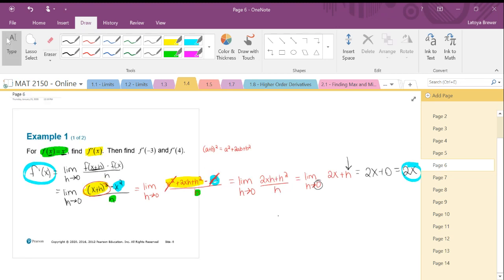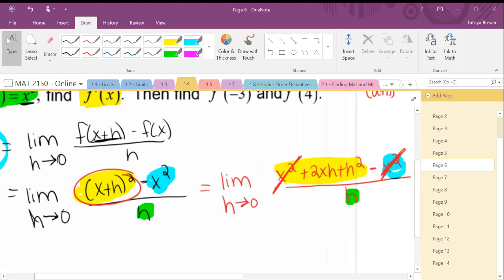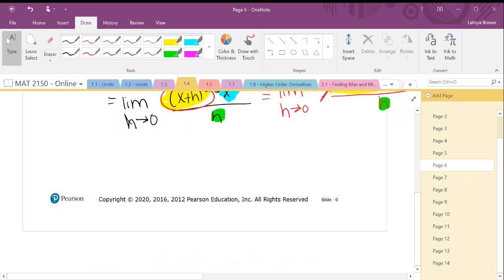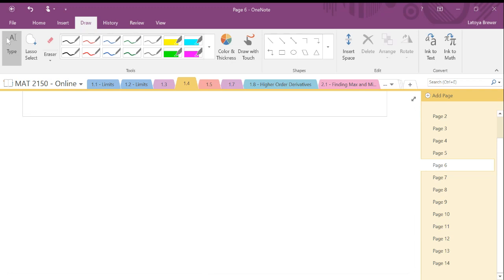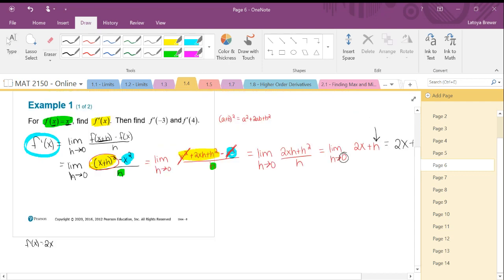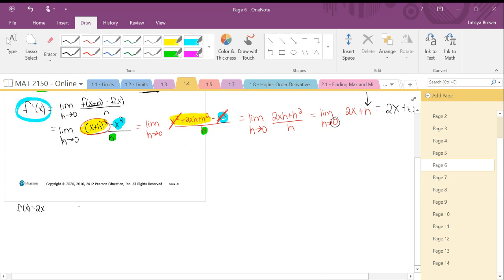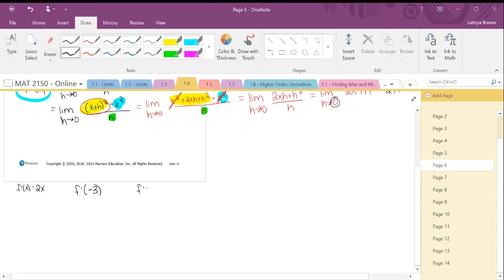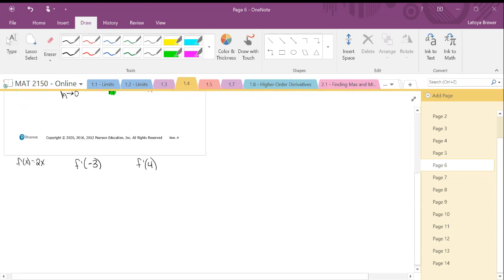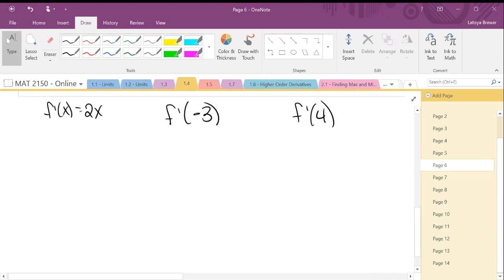But I'm not finished. I'm going to zoom this back in just a little bit. What I have found is that f prime of x is equal to 2x. But now your problem, if I zoom out again one more time, asks me to find f prime of -3, and then I need to find f prime of 4. So let's talk about this. So you really have two things that you're doing here in this problem.